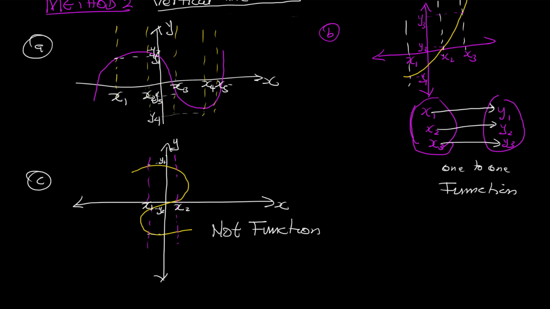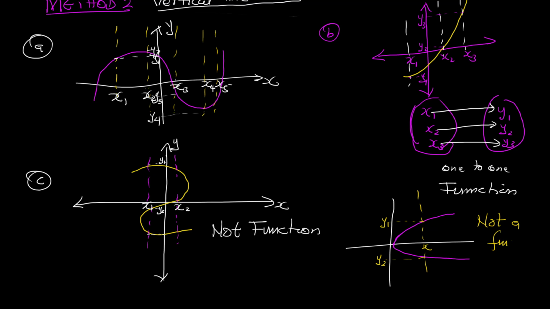Not a function. The last example will be if we have a graph of this form. If we draw a vertical line through this, we see that the x value has 2 values, y1 and y2. So we see that this is not a function. The second approach says that once the vertical line cuts the graph at more than 1 point, then we say that this is not a function. These are the 2 approaches to determine whether a relation is a function or not. See you in our next lesson.